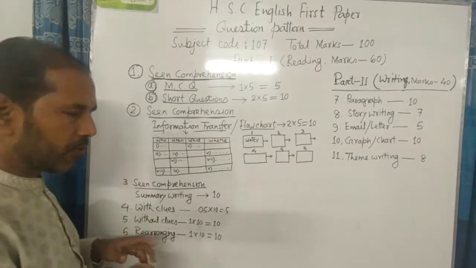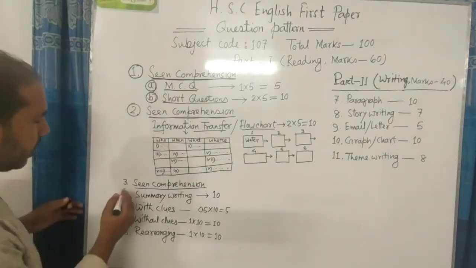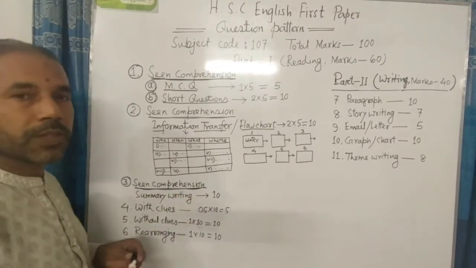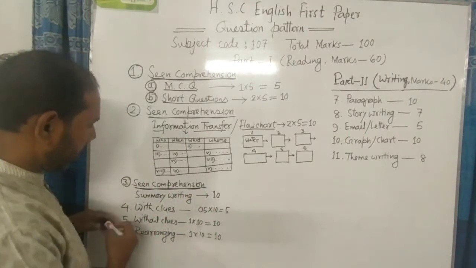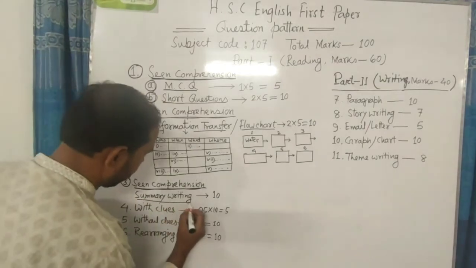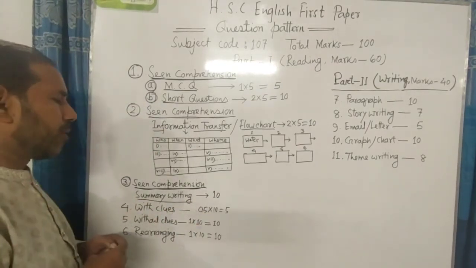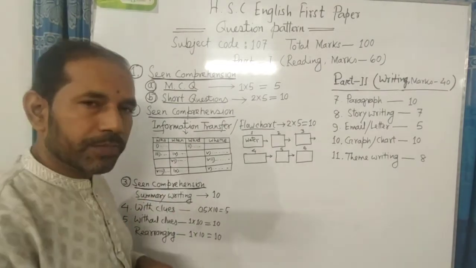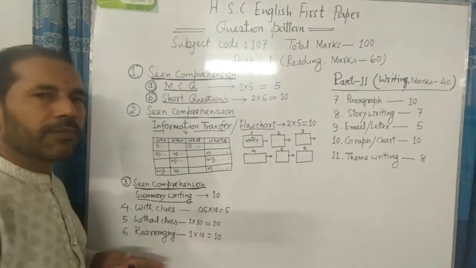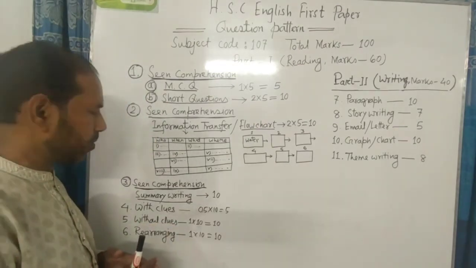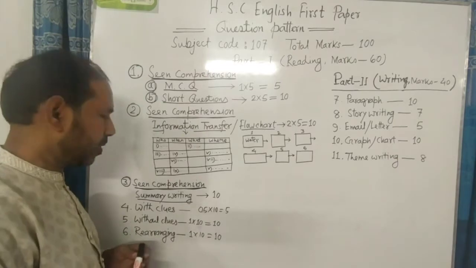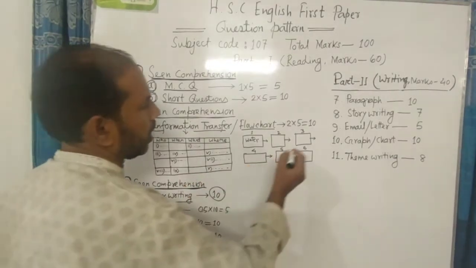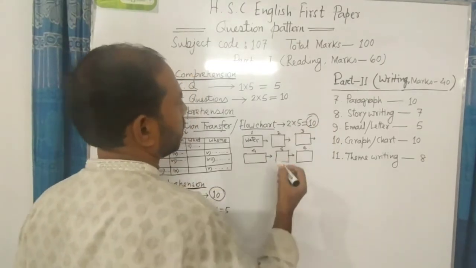Okay, dear students, I am going to the next number, number 3. There is also scene comprehension. There will be another scene comprehension from the textbook, and here you have to write the summary of the comprehension. After reading the passage, you have to summarize it. I think this is known to you. In your HSC level, you have also seen this type of question, and this question carries total marks 10.